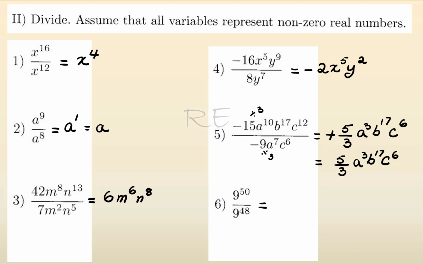9 to the 50 divided by 9 to the 48 is equal to 9 to the 50 minus 48, which is 9 to the 2nd. 9 to the 2nd is 9 times 9, 81.